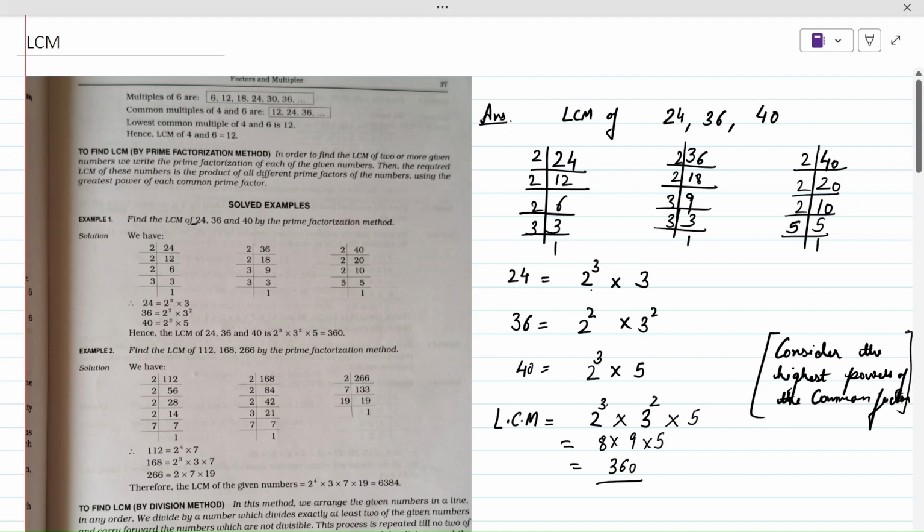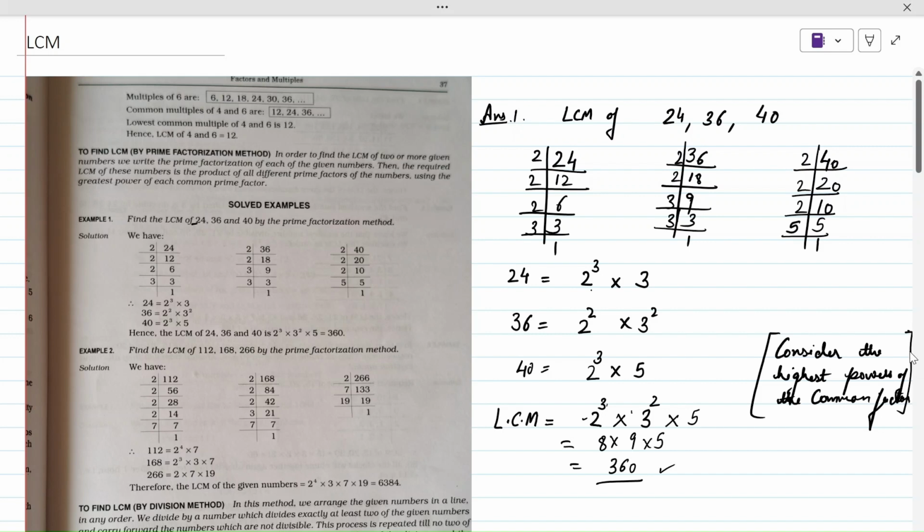2 and 3. Highest power of 2 is 3, I have taken that. Highest power of 3 is 2, I have taken that. And now the factors which are not common, they will be written as is. And then we will multiply all of them and we have got the LCM here. Right? So this is the first question, first example here.